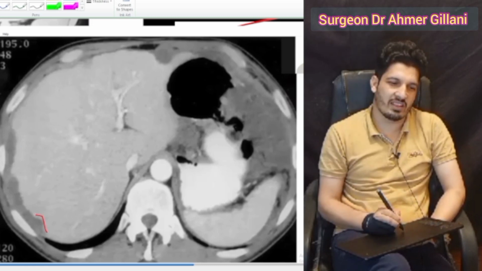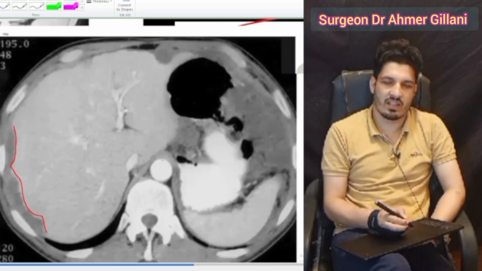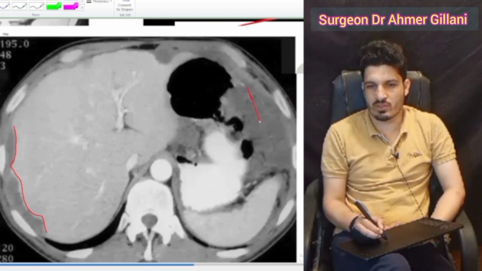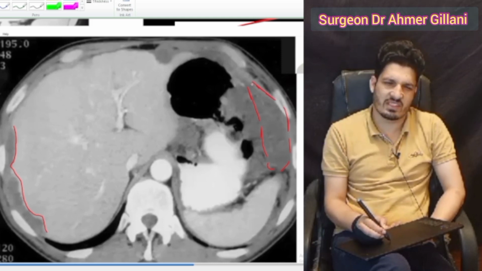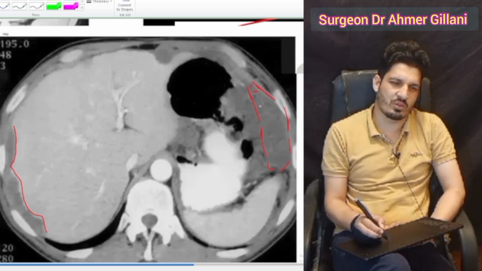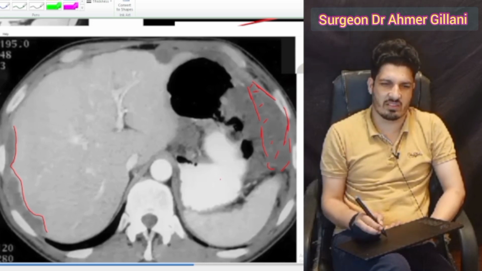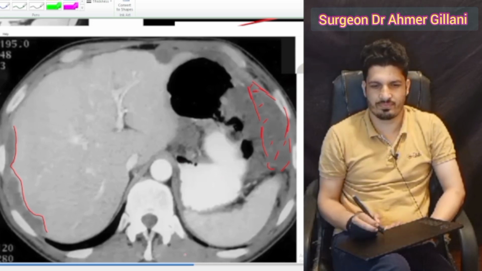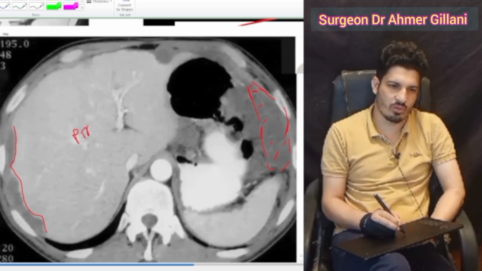So this is a case of pseudomyxoma peritonei, and you can clearly see that the peritoneal thickening is there, which I am marking, and peritoneal deposits are there at this spot. So this is a typical case of pseudomyxoma peritonei. This is just so that you might be able to identify this pathology.